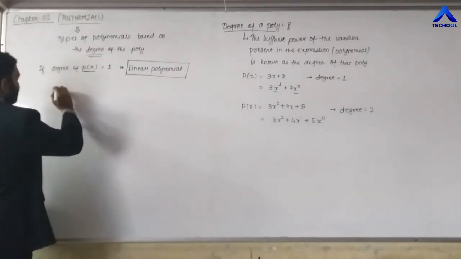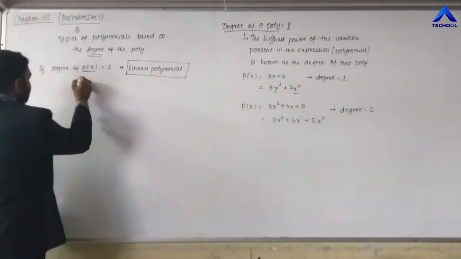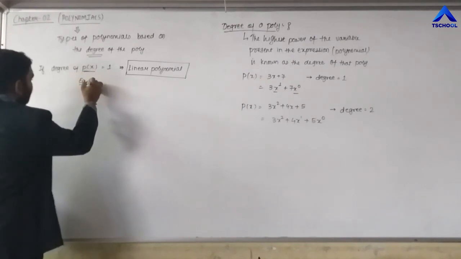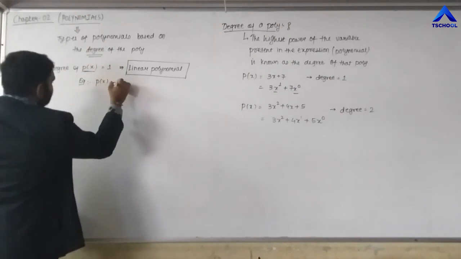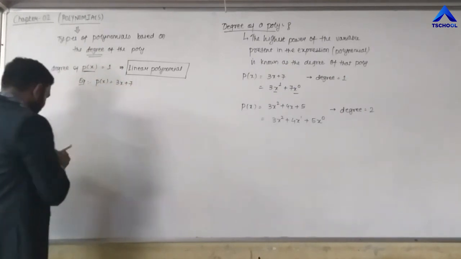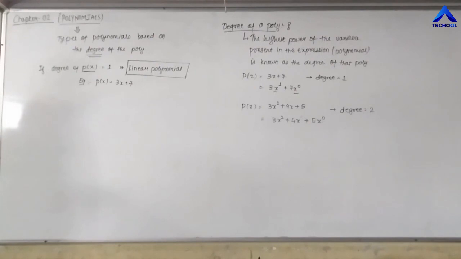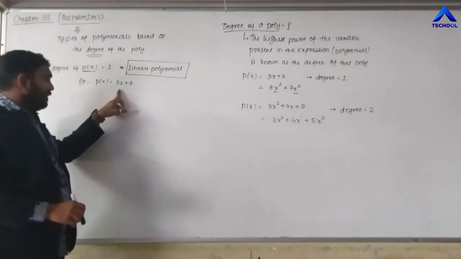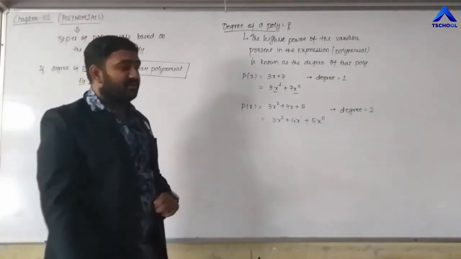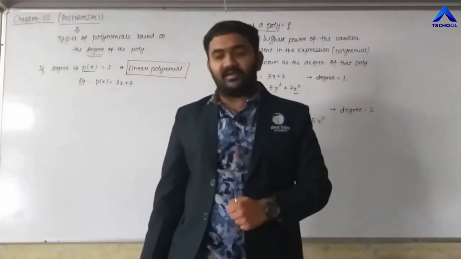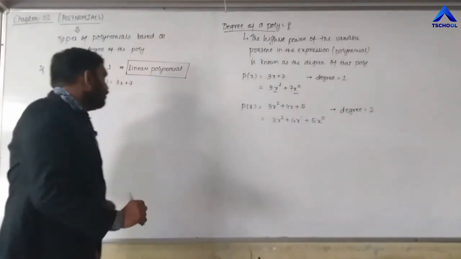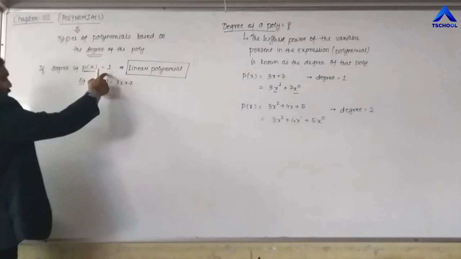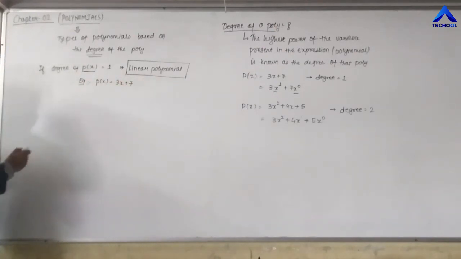Let me say, for example, if I write an example of this linear polynomial, then we have already written over here that p of x is equal to 3x plus 7. That is the best example of a linear polynomial. It has a degree 1 here, right? Because the highest power of the variable present here is 1. So that is known as a linear polynomial. So if the degree of the polynomial is 1, then that is known as a linear polynomial.